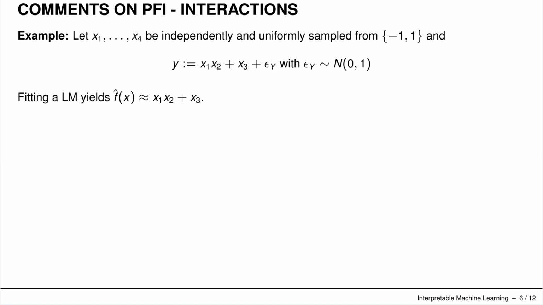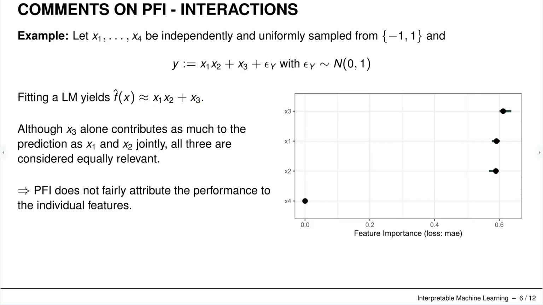So the next issue is interactions. Let's again look at an example. Let X1 to X4 be independently and uniformly sampled from -1 to 1. Our target is now an interaction of X1 and X2 and a feature X3 with an effect of 1. If we correctly specify a linear model, it will give us the true data generating process. But if we now use permutation feature importance on that linear model, we will see that X3 gets a high PFI, but also X1 and X2.